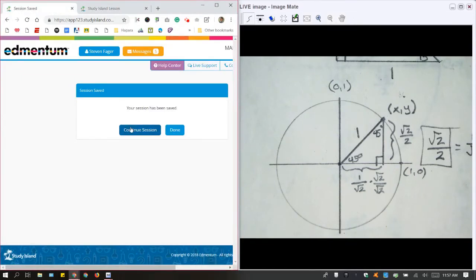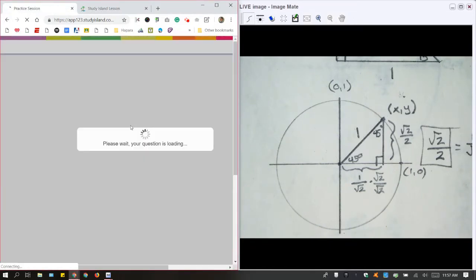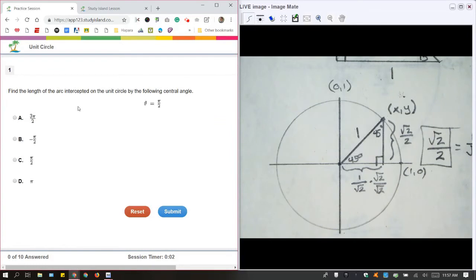Let's get started. Okay. Number 1, find the length of the arc intercepted on the circle by the following central angle. What if theta, and remember theta is the measure of the central angle in radians, is pi over 2?